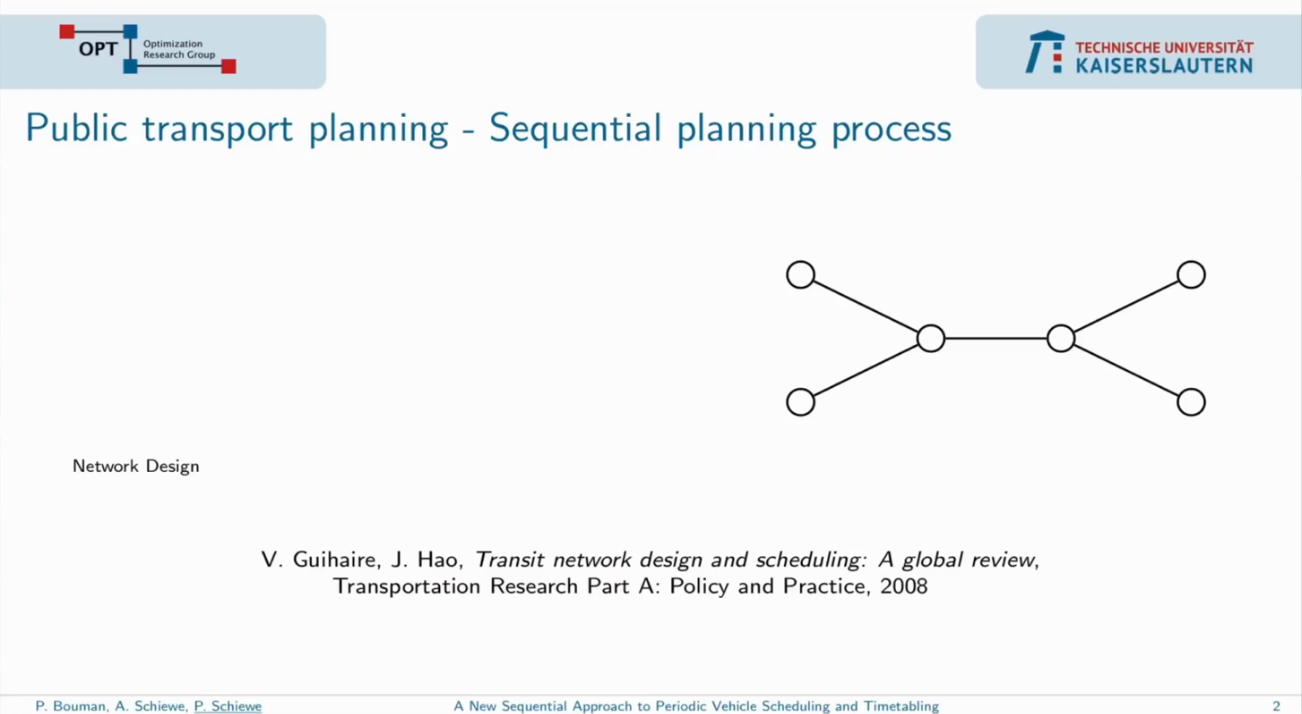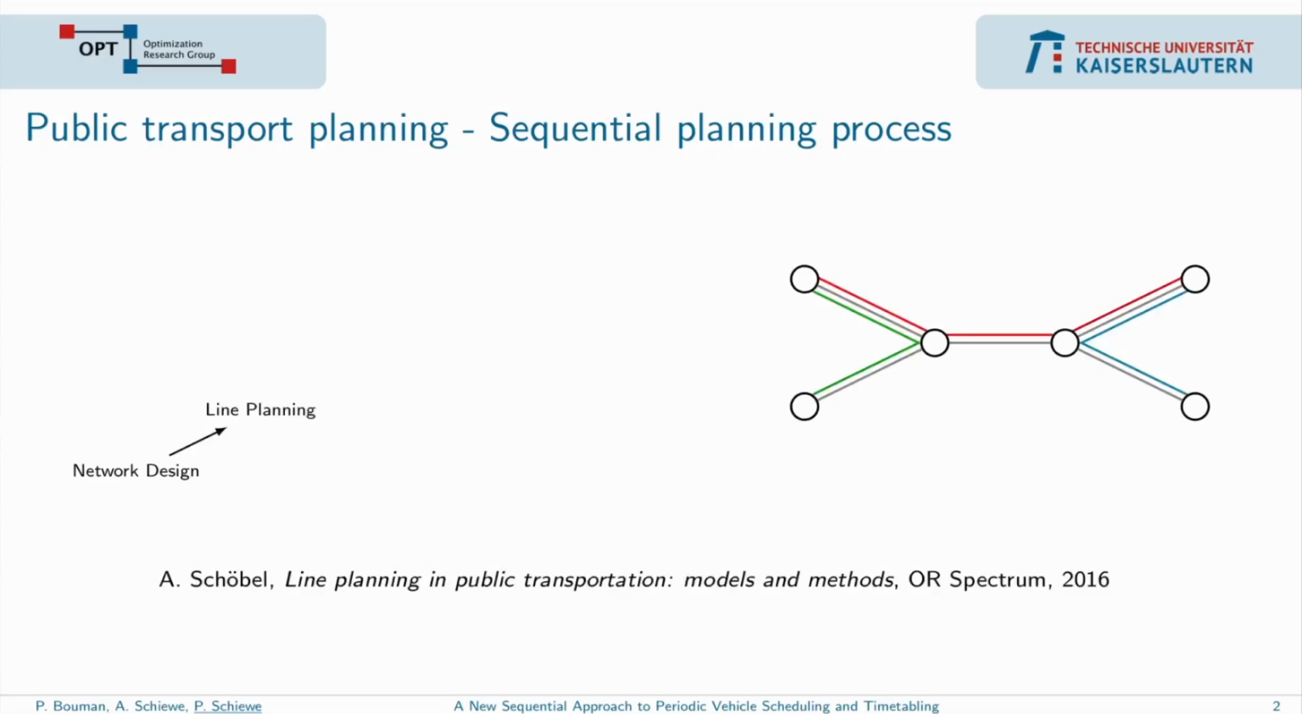So I wanted to start by introducing the sequential planning process in public transport planning, which starts off by designing the infrastructure network consisting of nodes, which are stations or stops, and direct connections between them, which are the edges here. As a first step, a line plan is added to this infrastructure network, where lines are to be traveled by one vehicle end to end.